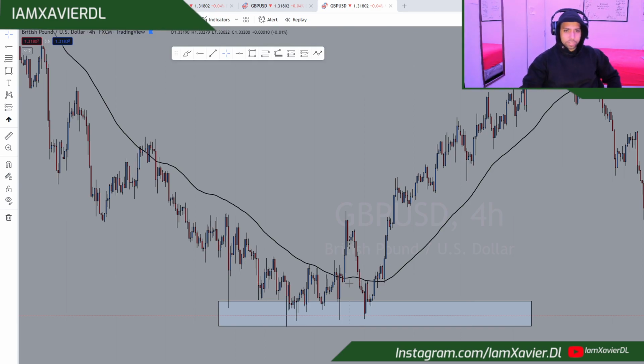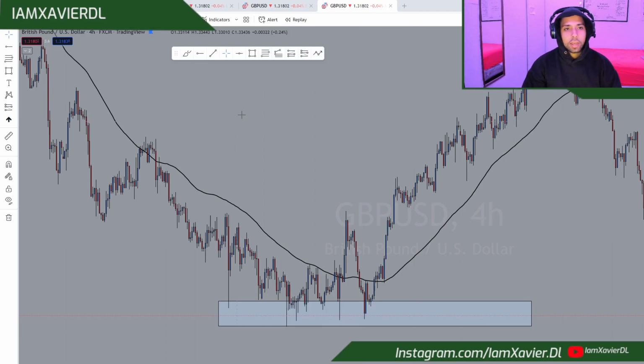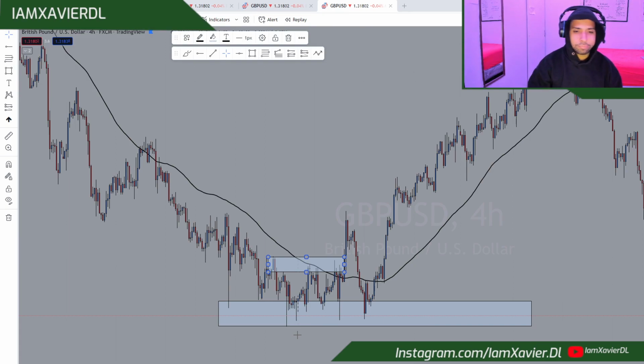The lowest that price got to was about 1.31600-ish. And at this point right here, this is our supply. This is our supply right there. That's your level of supply. That's your level of demand. Zone, level, area, however you guys want to look at it. This is what I'm saying.